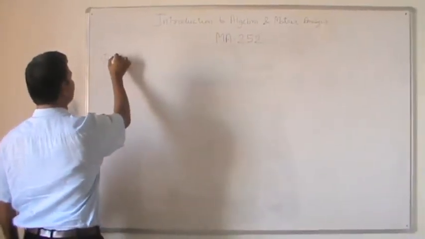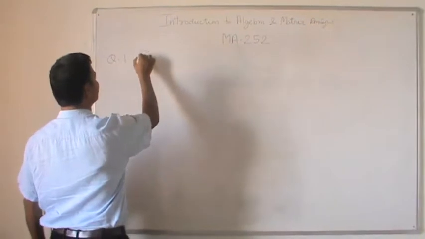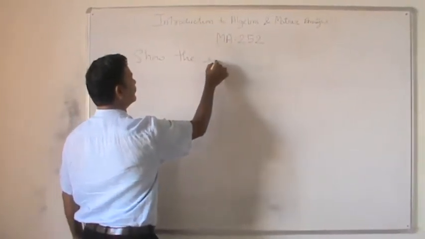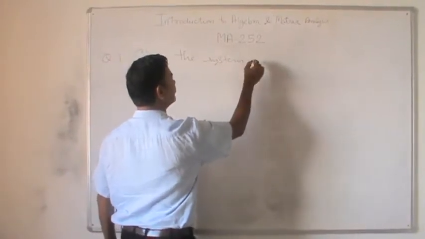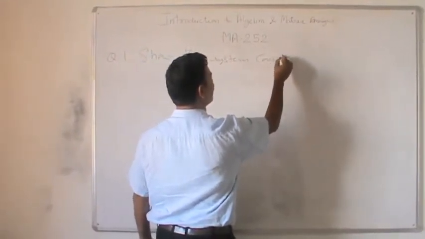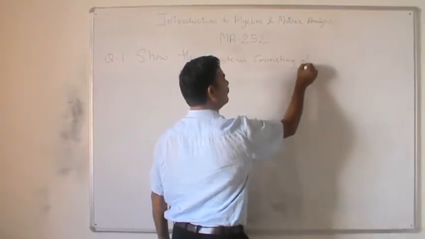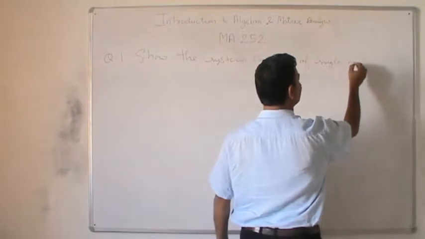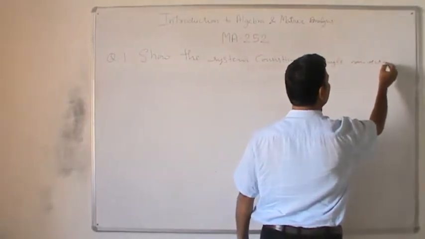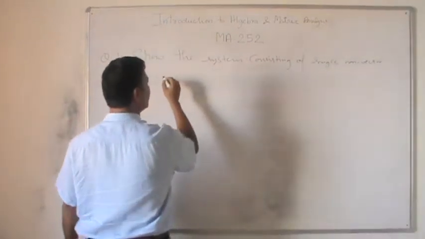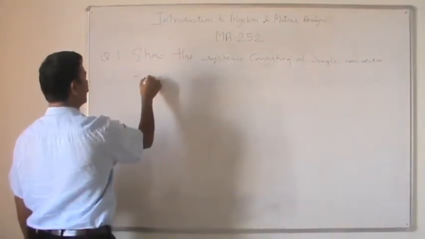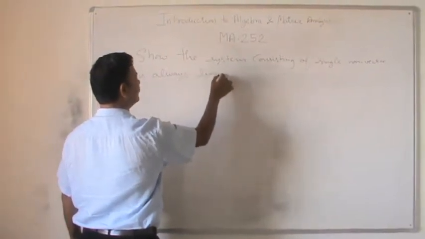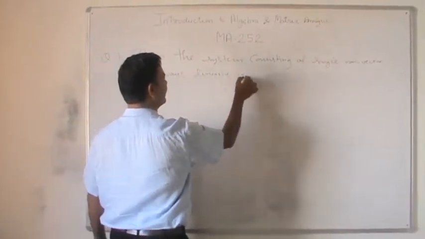The very first problem is: show that the system consisting of a single non-zero vector is always linearly independent.